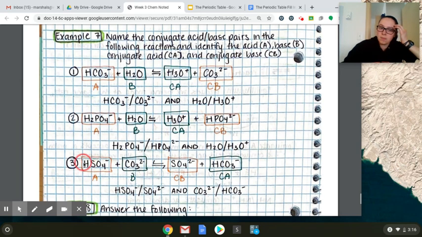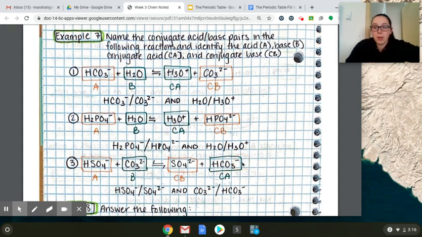Number 3, HSO4 minus and CO3 2 minus are going to react to form SO4 2 minus and HCO3 minus. Now we've seen CO3 2 minus before right here, but I'm going to look at HSO4 minus. I see another SO4 2 minus. The difference between them is a hydrogen and a positive charge, which means I had to donate my positive charge here, which makes this my acid and this my conjugate base. CO3 2 minus accepted that proton, accepted the hydrogen to make HCO3 minus.